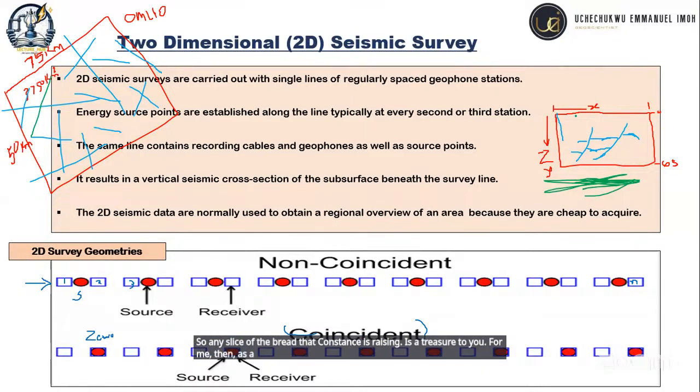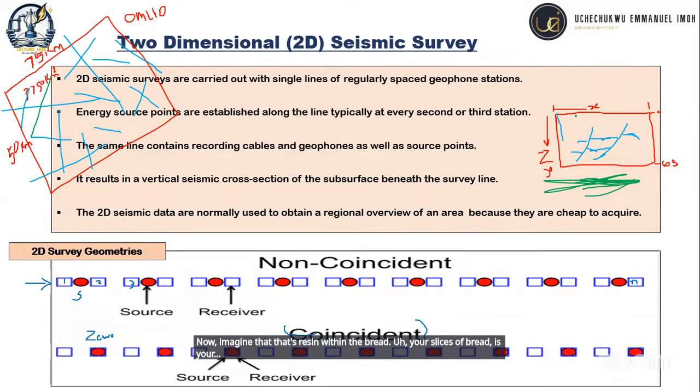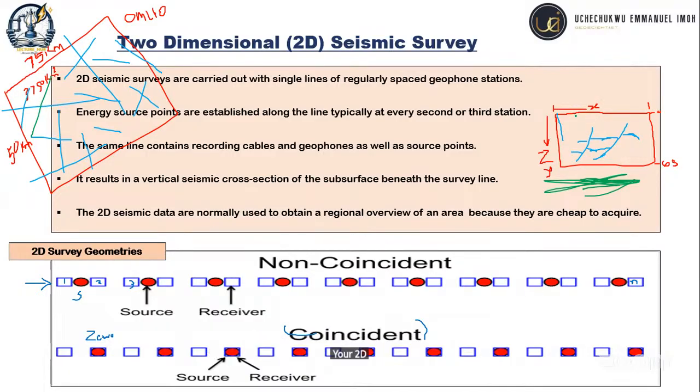So what happens is that when they drop a loaf of bread, we start searching the loaf of bread for the one that contains it to take. Now, imagine that those are raisins within the bread, and your slices of bread are your oil field or oil accumulation in the subsurface. So when you get the loaf of bread, which is assumed to be the Earth's subsurface, your 2D line is like taking a slice of that bread. You have a loaf of bread, but you are limited to only one slice of bread. So that's what a 2D line is like.